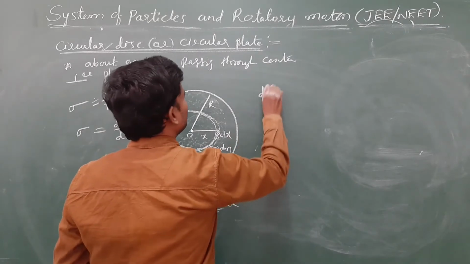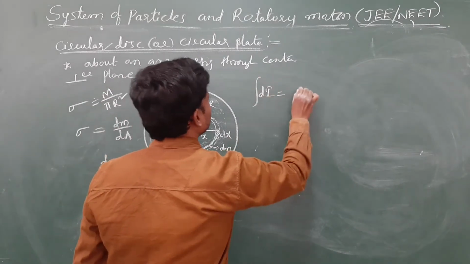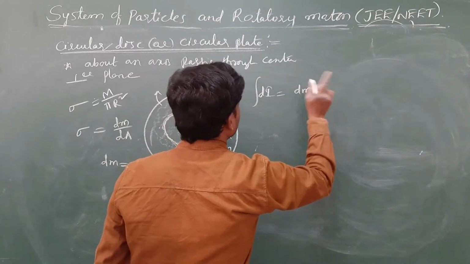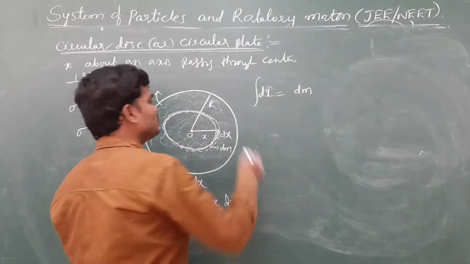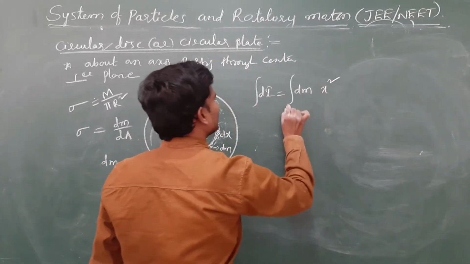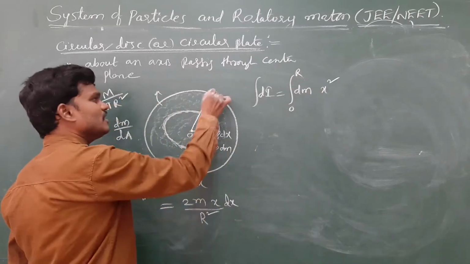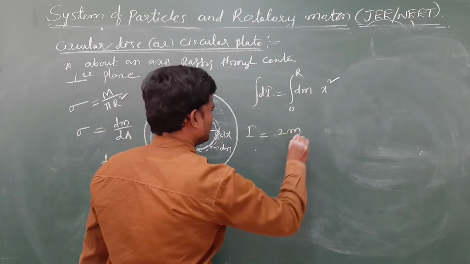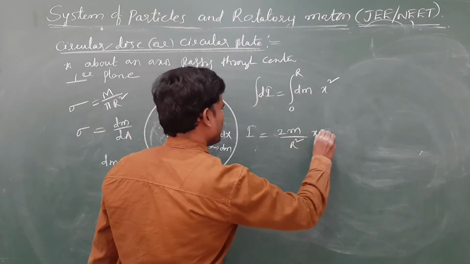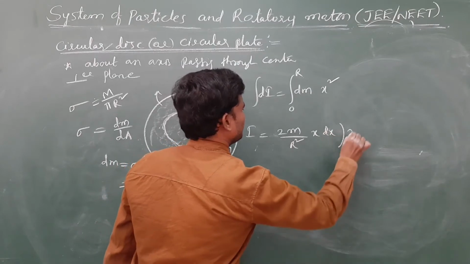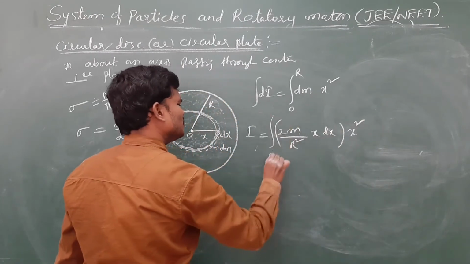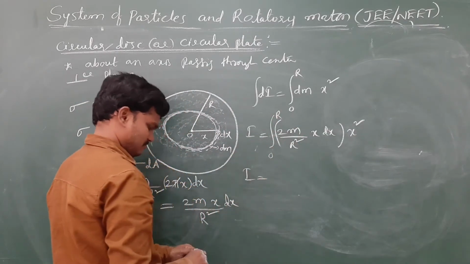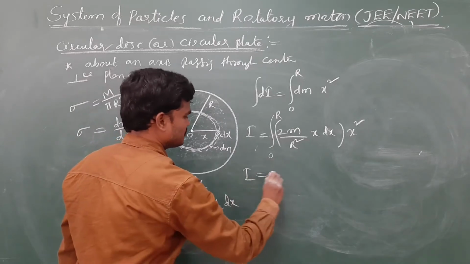Then I want the complete moment of inertia, which means applying the integration. So dm, the small part, is like a ring, so use the ring moment of inertia formula: m r square. dm into r square, where r square is nothing but x square. Limits are 0 to r. So I equals integral of 2m by r square x dx into x square, from 0 to r. If you are good in integration, this is not a problem. Otherwise, try to simplify like this.